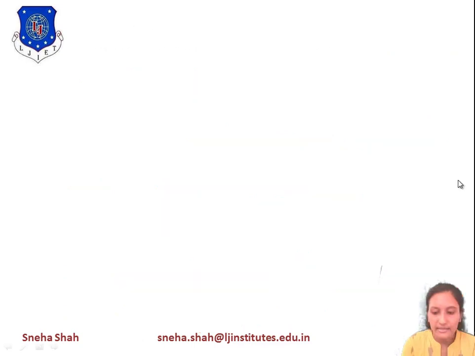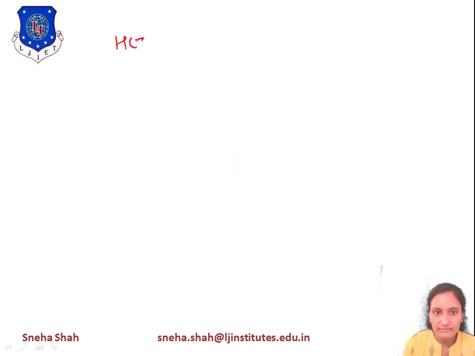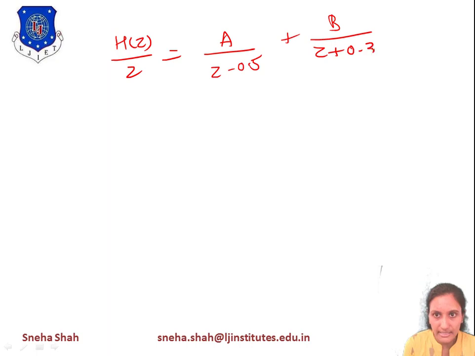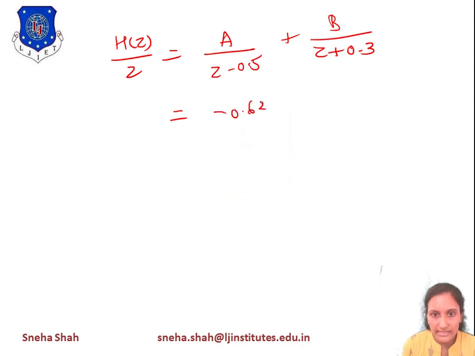So after finding a and b, these two values will be put in this equation. So the next term will be like this, h of z upon z equals a upon z minus 0.5 plus b upon z plus 0.3, right? So if we put the values of a and b, the value of a equals minus 0.625 and the value of b equals 1.625. So the final answer will be like this.